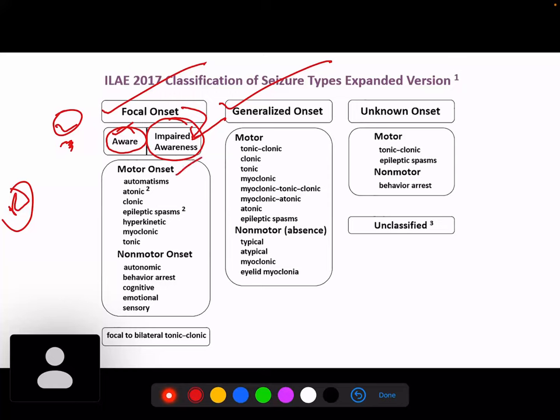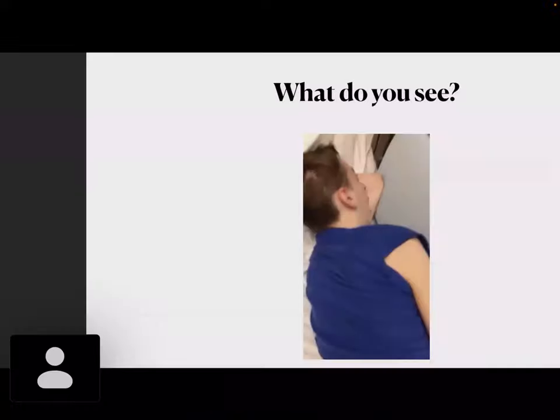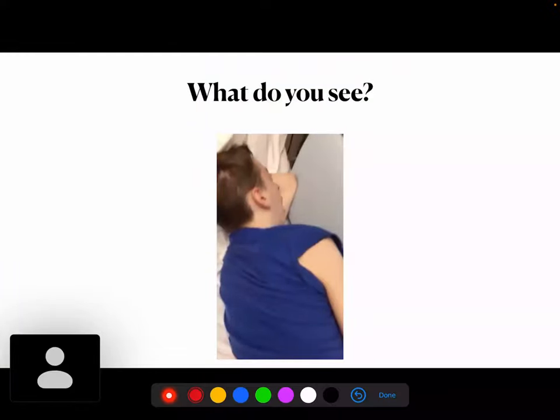There might be motor manifestations, non-motor manifestations. Generalized is very easy: motor symptoms, non-motor symptoms. Very important to remember that absence seizures, which we'll discuss and see videos of later on, are non-motor generalized seizures. So I want you guys to see this video.